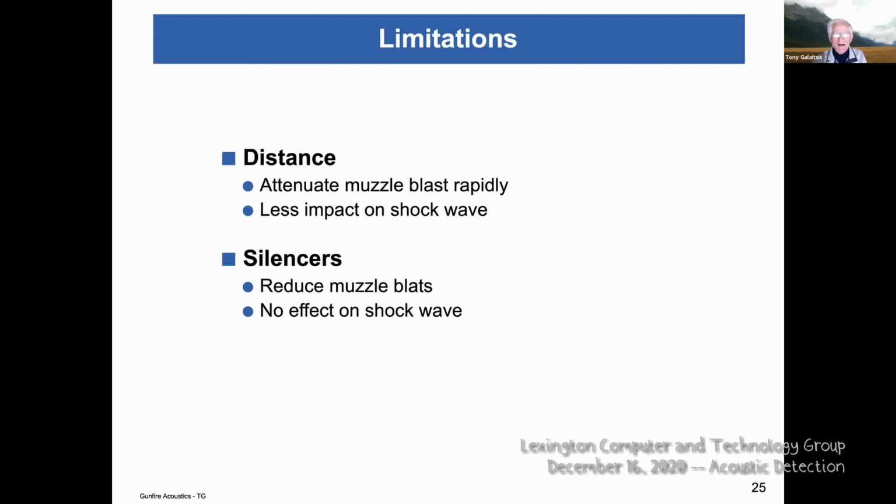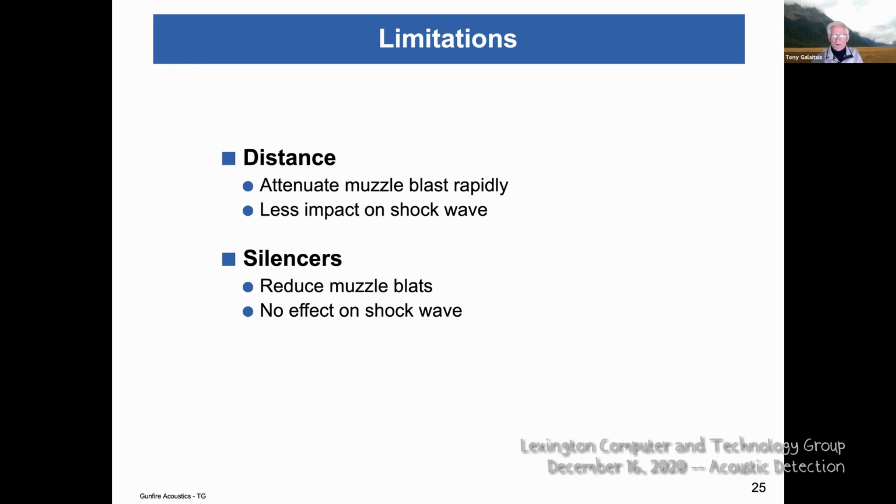Correct. Okay, some limitations are, one of them is distance, because they attenuate the muzzle blast very rapidly and there is less impact on the shock wave. Even the shock wave eventually will be reduced. Actually, the bullet will hit the ground at some point, so there will be no more shock wave or anything else. And then there are silencers, which essentially can reduce or eliminate the muzzle blast, beyond a certain distance.